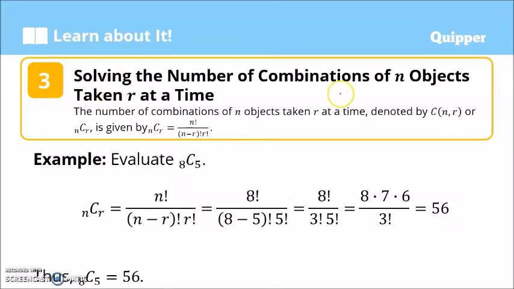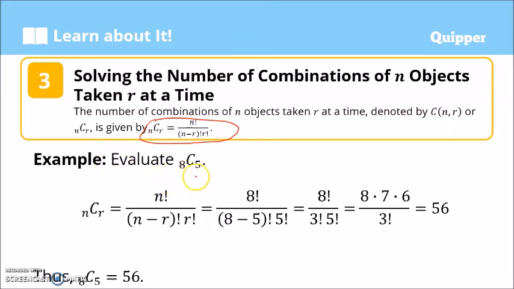To solve combinations of n objects taken r at a time, we have the following formula. Okay? So, kung permutation ay nPr, ang combination naman ay nCr. So, you have that in your calculator. In your calculator, you can find nCr. It's actually beside nPr. Okay?